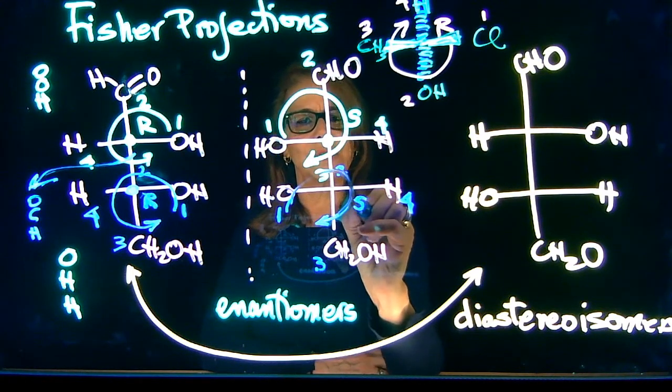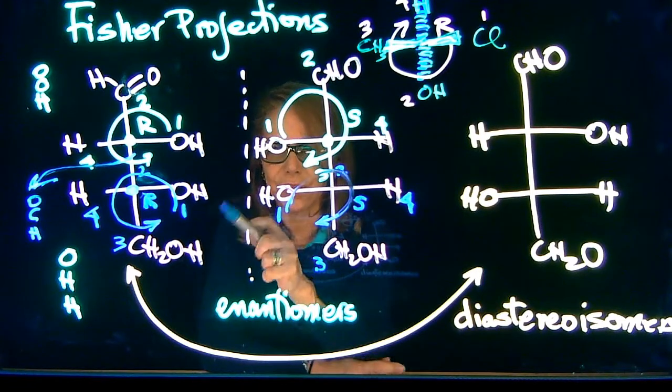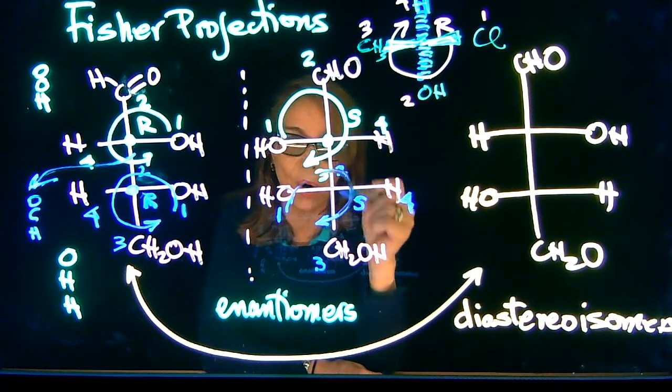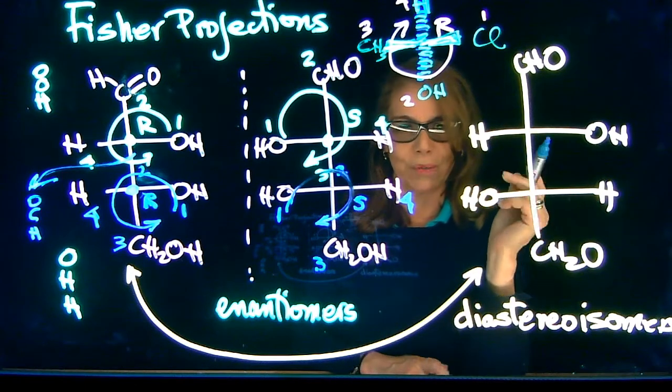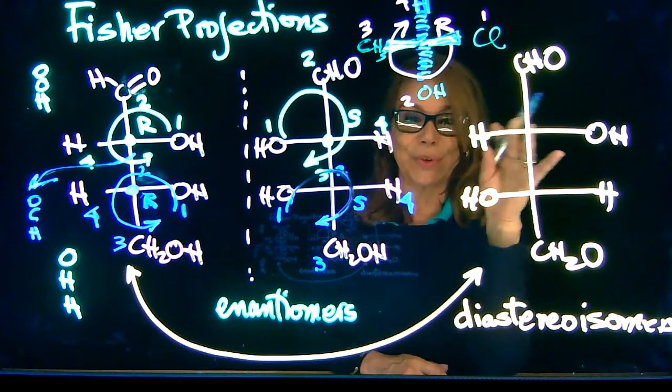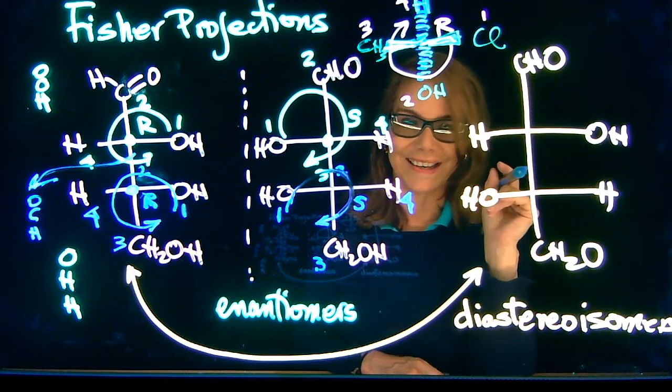So what I want you to see here is that the configurations of the chiral centers, the 2 are inverted, and that's the case for enantiomers. So we're going to continue doing more of that. I'm going to do another video doing the configuration of the other molecule.